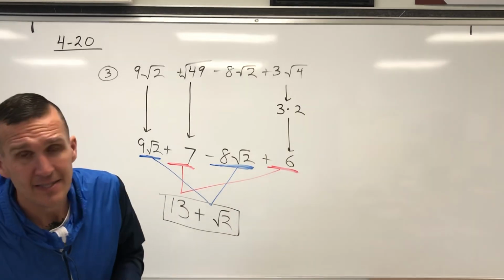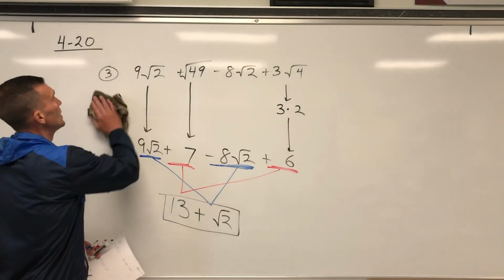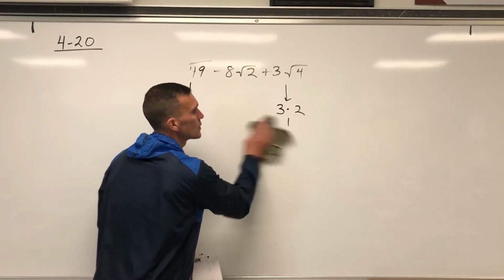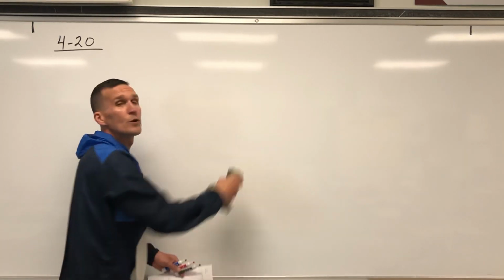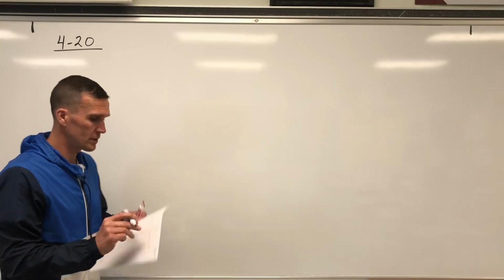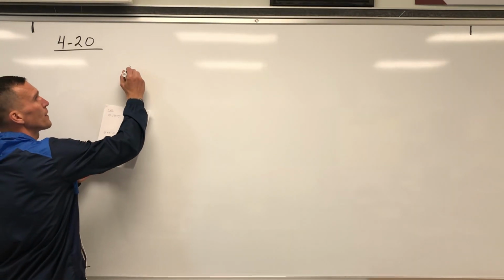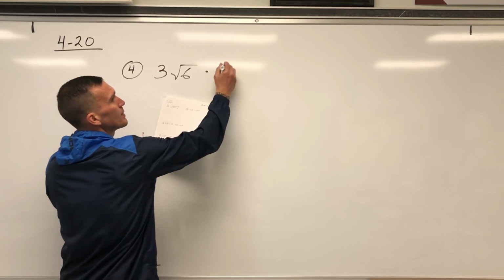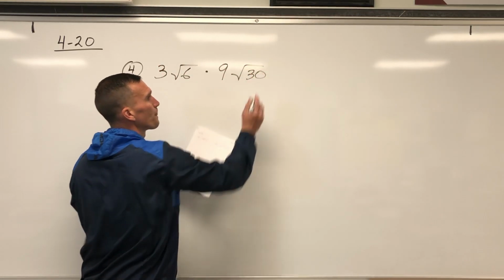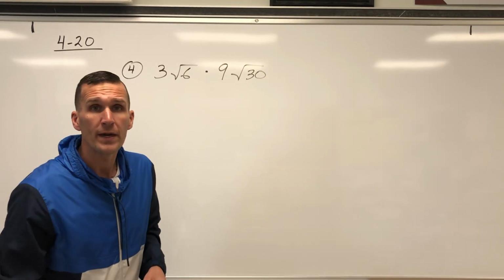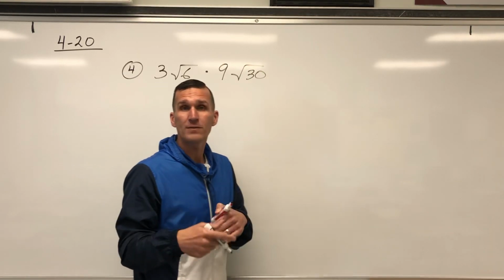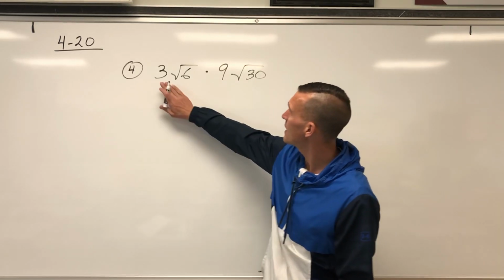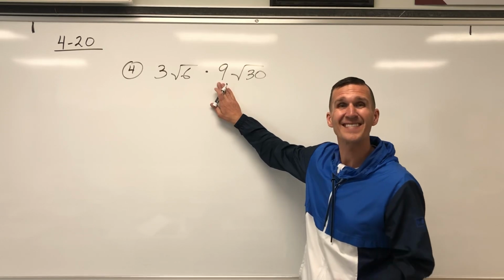All right, last example of the day. Not only did we add and subtract radicals, we also learned how to multiply radicals last week. So in number 4, 3 square root of 6 times 9 square root of 30. Well, the little rule that we had was outside times outside stays outside, inside times inside stays inside. So I'm going to take the 3 times the 9, and that is outside the radical.